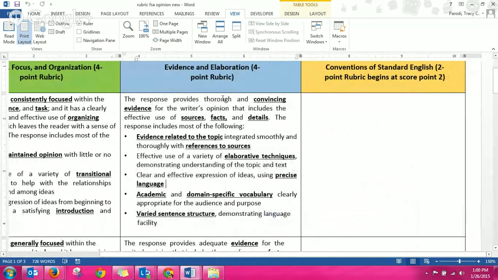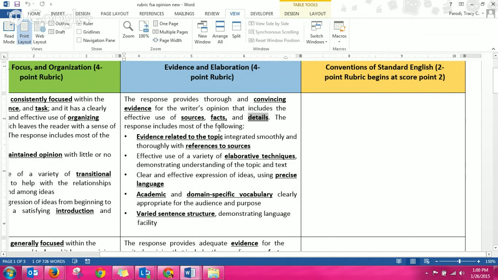The response provides thorough and convincing evidence. So in order to collect thorough and convincing evidence, you've got to be able to read the passages they give you, underline the important evidence that supports your opinion, and then you have to be able to incorporate that evidence in your essay. So there's a lot of steps to that. But to get a 4, you need thorough and convincing evidence. You need the good stuff that the other authors wrote in their passages. It says thorough and convincing evidence for the writer's opinion that includes effective use of sources, facts, and details. You're going to get that from the reading that precedes the question they're going to ask you.